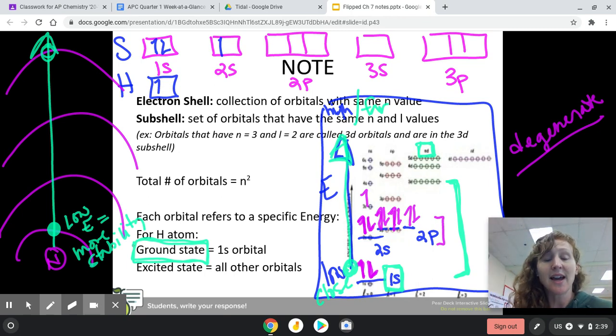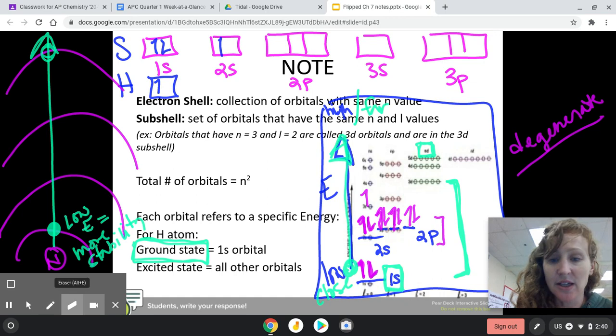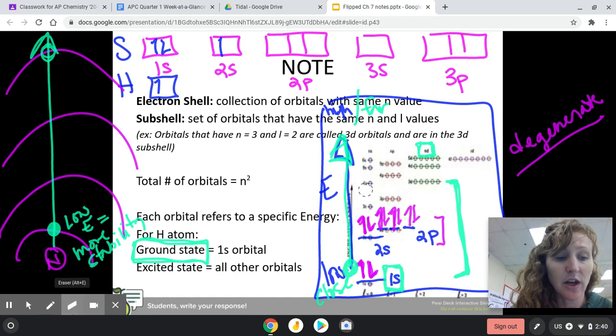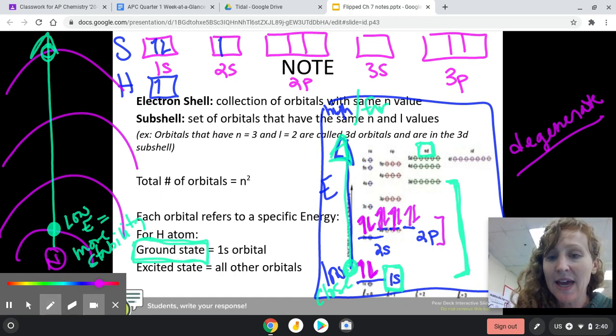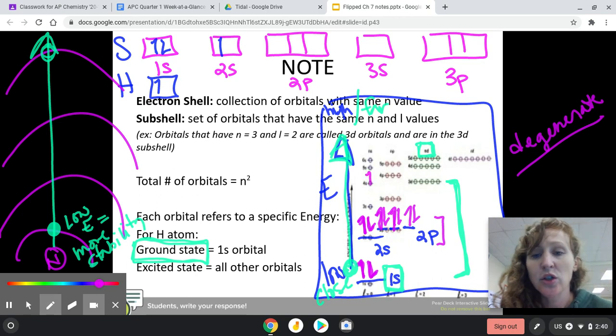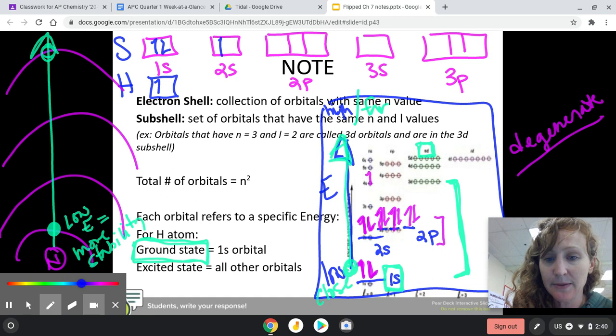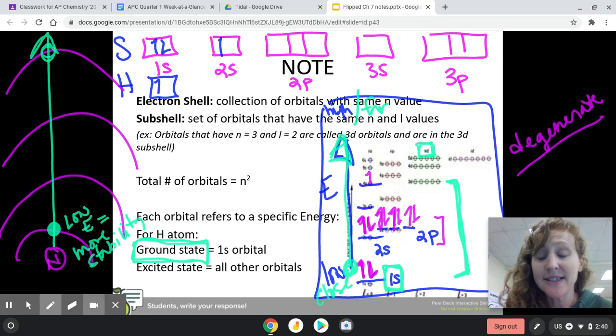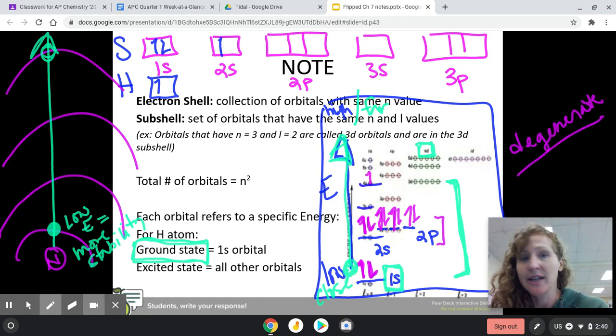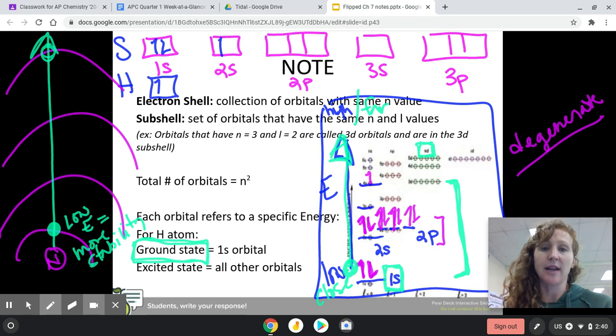If you have an excited state, then one of these electrons has been taken out of its lowest possible state, and it's been promoted to a higher energy orbital where it shouldn't be existing, right? And that is not a stable arrangement. That is a reactive arrangement. Something is going to happen there. The electron's going to fall down and give off energy, or maybe this atom is going to react with something else.